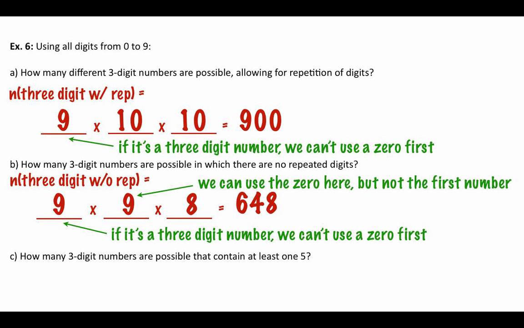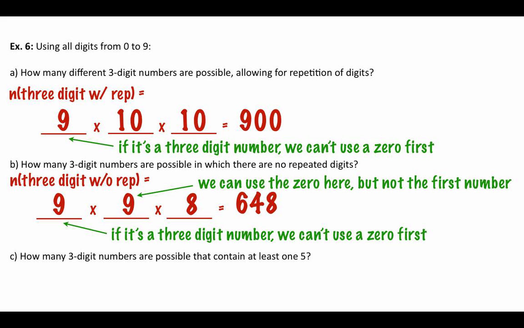All right, so this last one is a little bit more of an extension. How many 3-digit numbers are possible that contain at least 1 5? So again, repetition obviously is okay. It's allowed. It's implied because they've said at least 1 5. So we could have 1 5 in there, we could have 2 5s in there, or we could have all 3 5s in there.